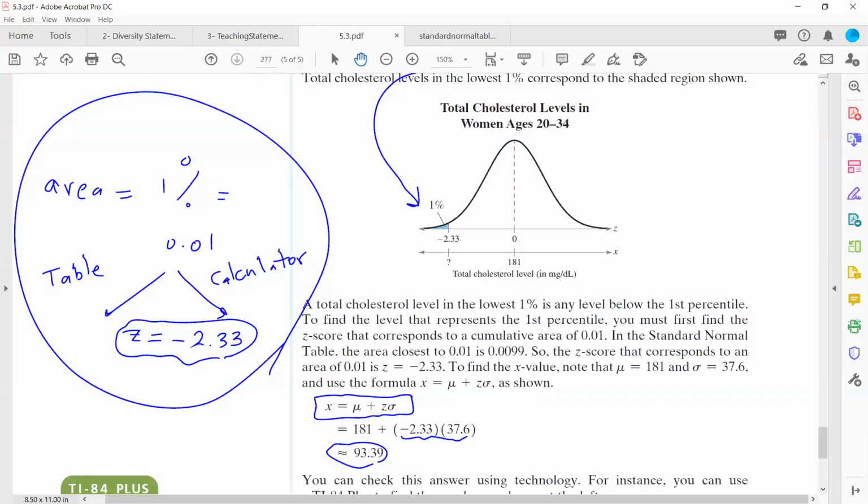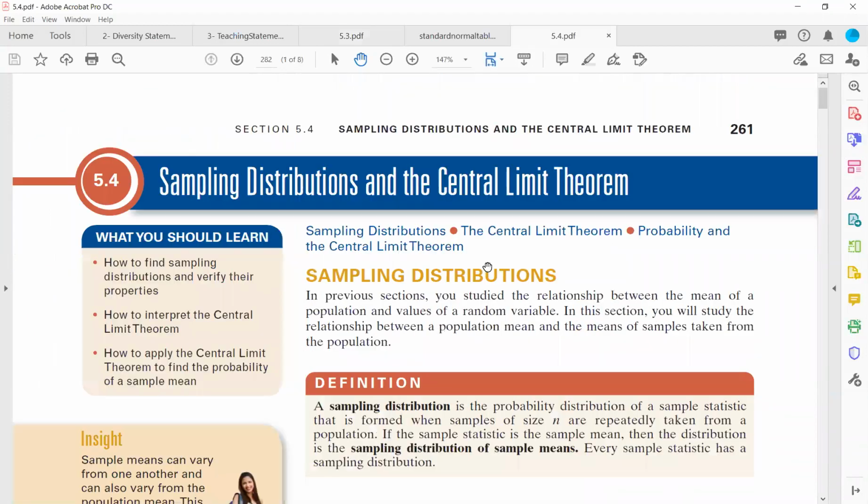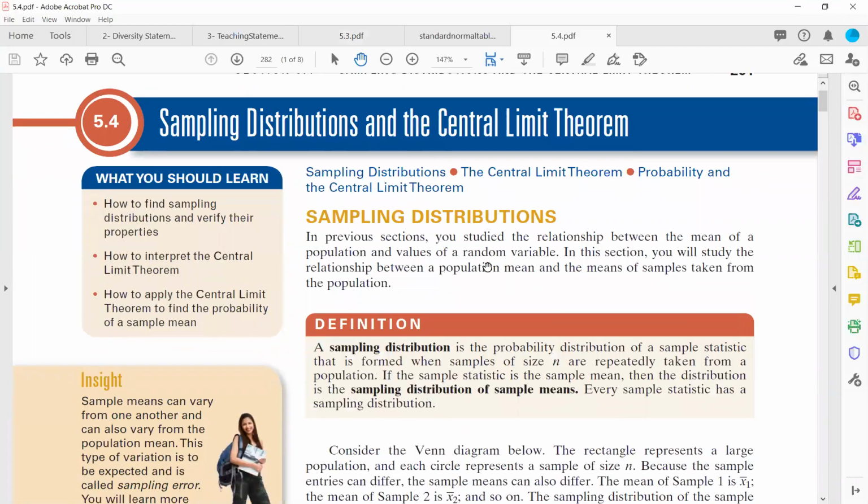So let us get back to Canvas. Go to the rest of chapter 5, section 5.4. Let us download the PDF file so we can write on it. Very well.